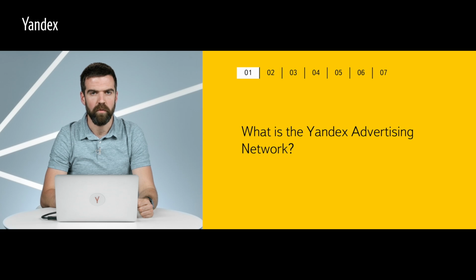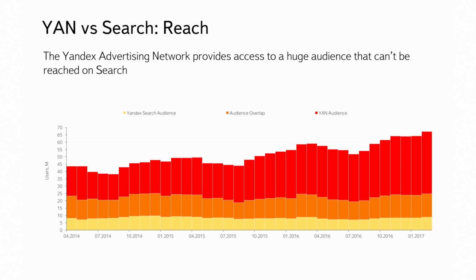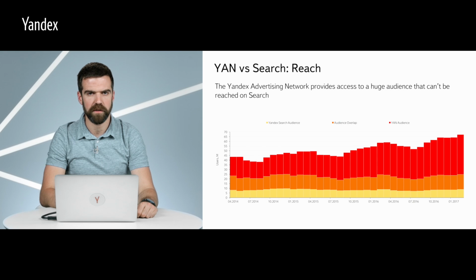First, what is the Yandex Advertising Network? The Yandex Advertising Network, or YAN, is a group of sites where ads from Yandex.Direct can appear. If we take a look at the chart, the yellow portion is made up of visitors to Yandex Search. The orange portion shows the overlap between Yandex Search and the Yandex Advertising Network. And finally, the red portion is the audience of the Yandex Advertising Network.